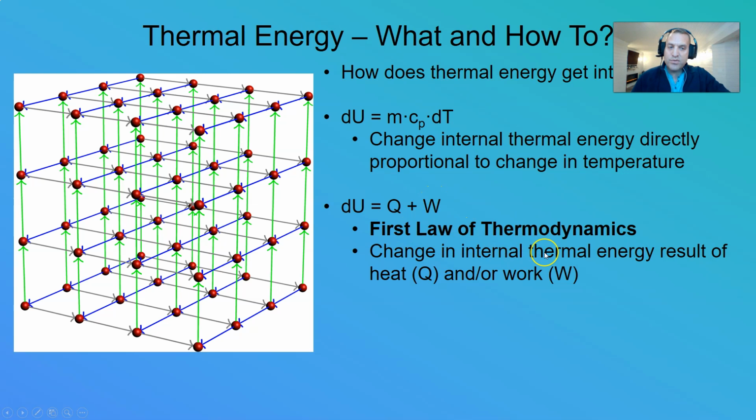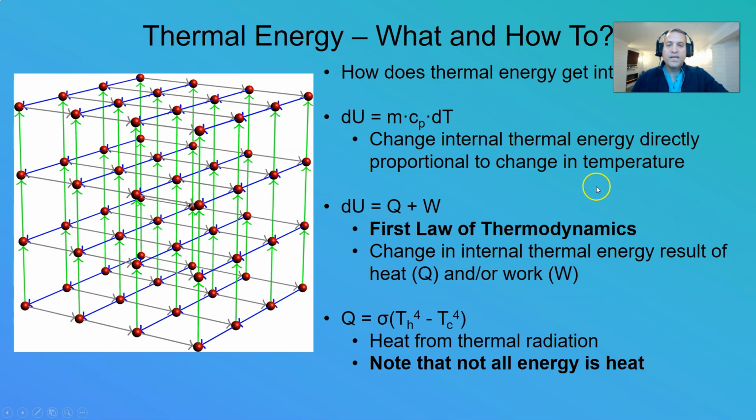So change in thermal energy is a result of heat and or work. You can have one or the other. So that's how you do it. If we want an increase in temperature, we have to have an increase in dU, and if we want an increase in dU, then we have to have either heat or work. Very nice how that works together.